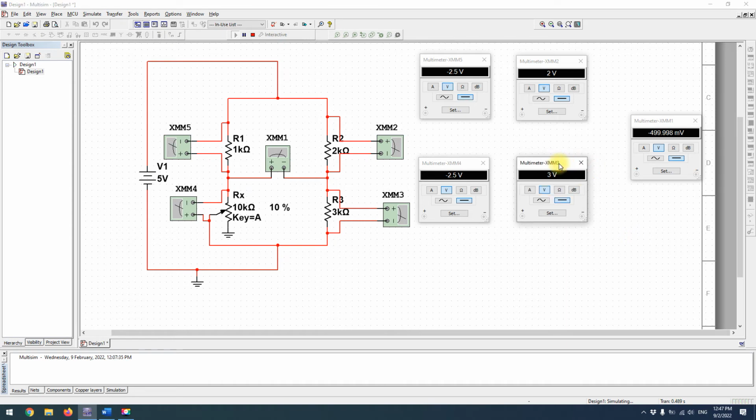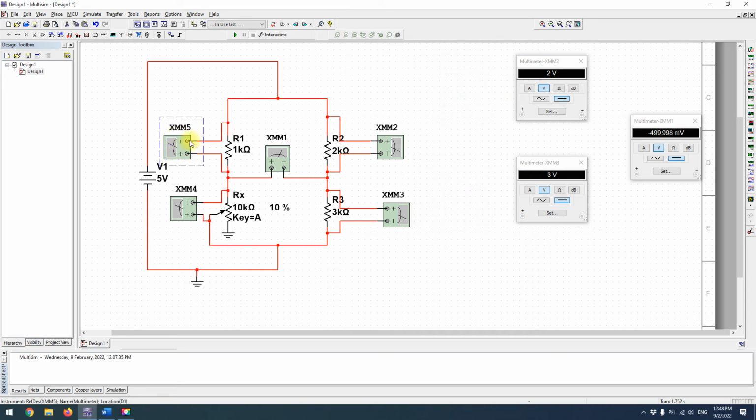As you can see, we get negative 2.5 volts, 3 volts, 2 volts, negative 2.5 volts. The reason I'm getting negative here is very straightforward. The reason you get negative is because the direction of the probe for the multimeter is wrong, so what you need to do is flip it.